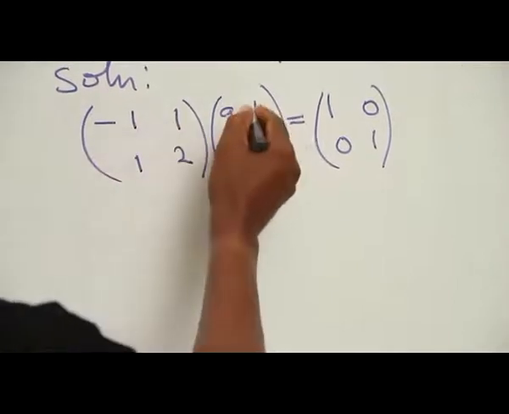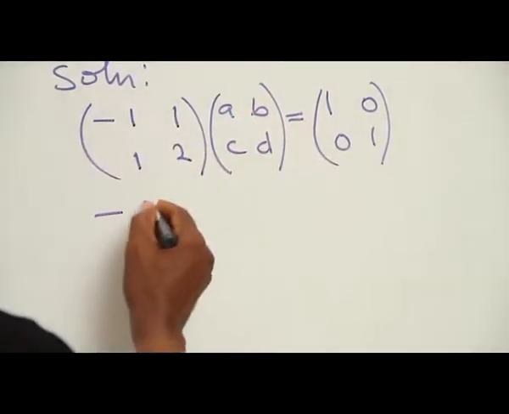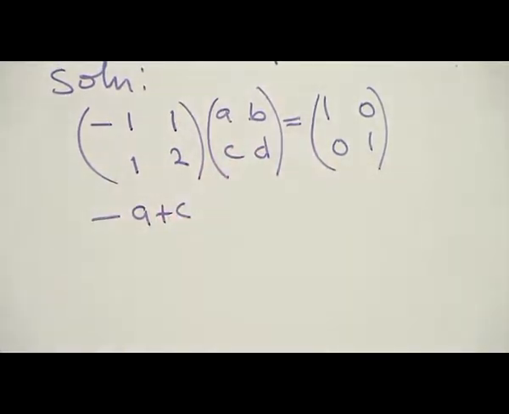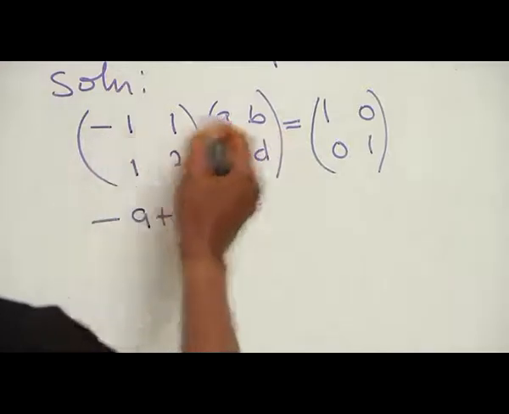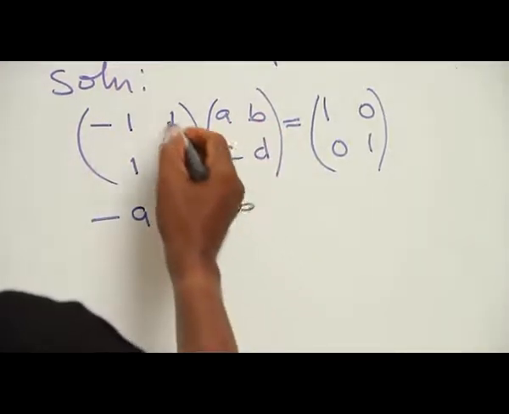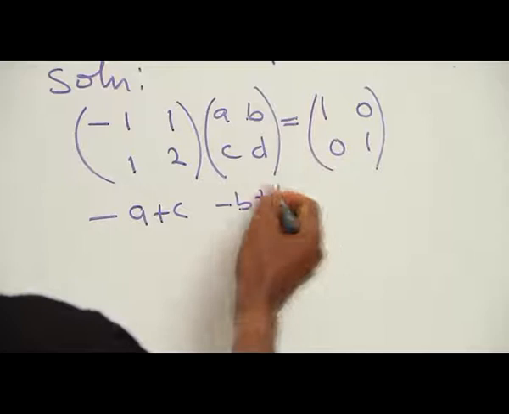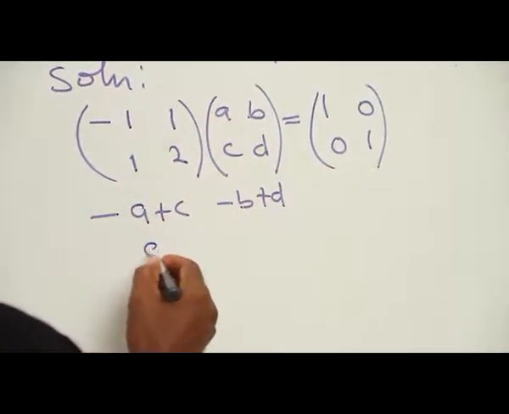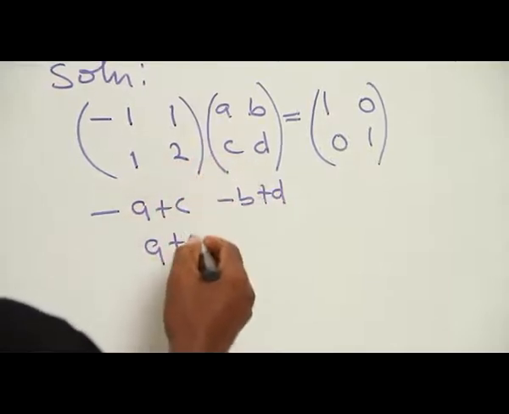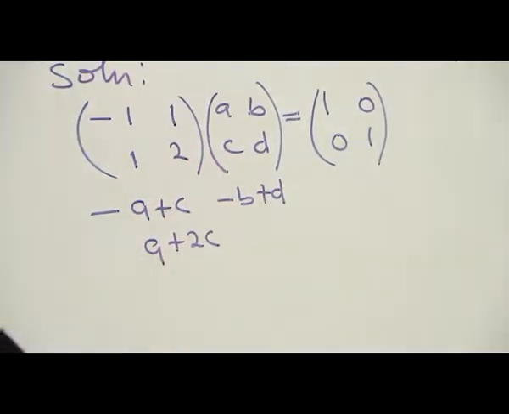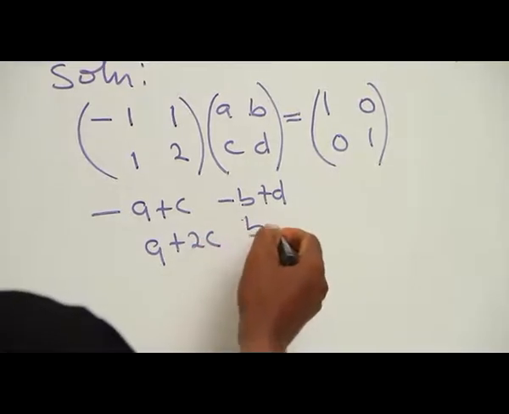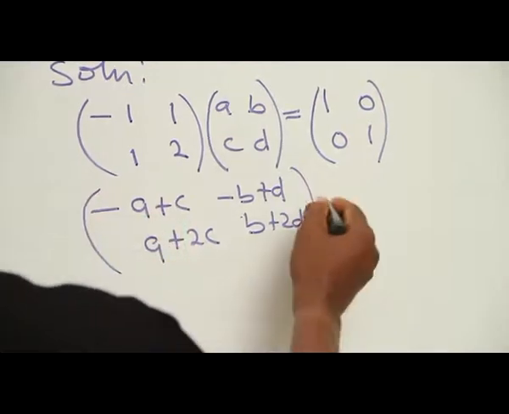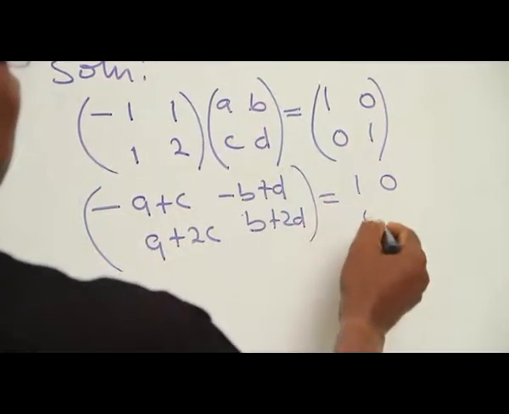to have minus 1 times A, that's minus A, and 1 times C is plus C. Then you have the second one, minus 1 times B, minus B, and 1 times D is plus D. You take the other element, 1 times A is A, and 2 times C is plus 2C. Next is 1 times B is B, and then plus 2D. Open and close this to give you 1, 0, 0, 1.